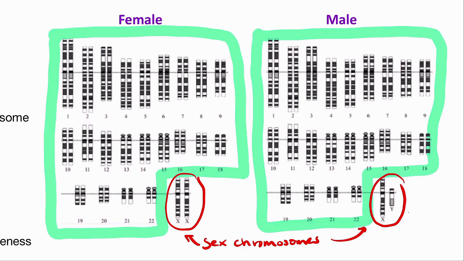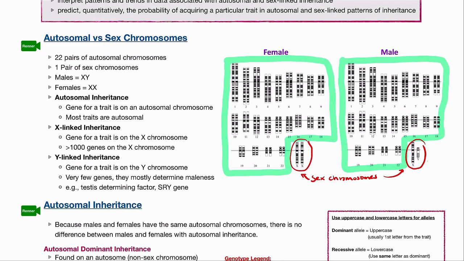They do not determine anything to do with sex, so those will be called the autosomal chromosomes. So they're the autosomes or autosomal chromosomes. Okay? Autosomal.